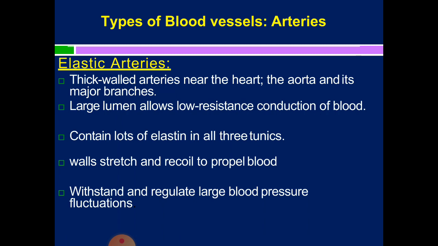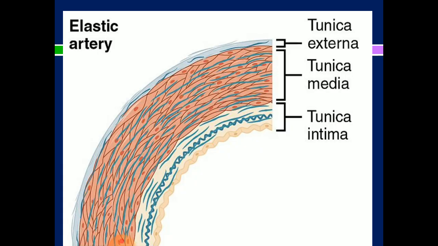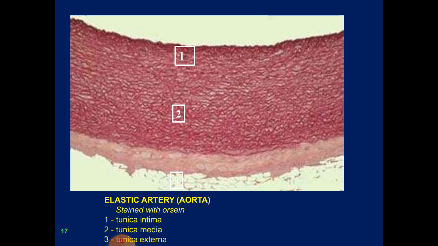These elastic fibers enable the walls to stretch and to recoil to propel the blood. They withstand and regulate the large blood pressure fluctuations. This is the pictographical image of the elastic artery. Here we can observe there are numerous elastic fibers in the three layers of the elastic artery. This is the histological image of an elastic artery. The appearance of zigzag structures is your elastic fibers.